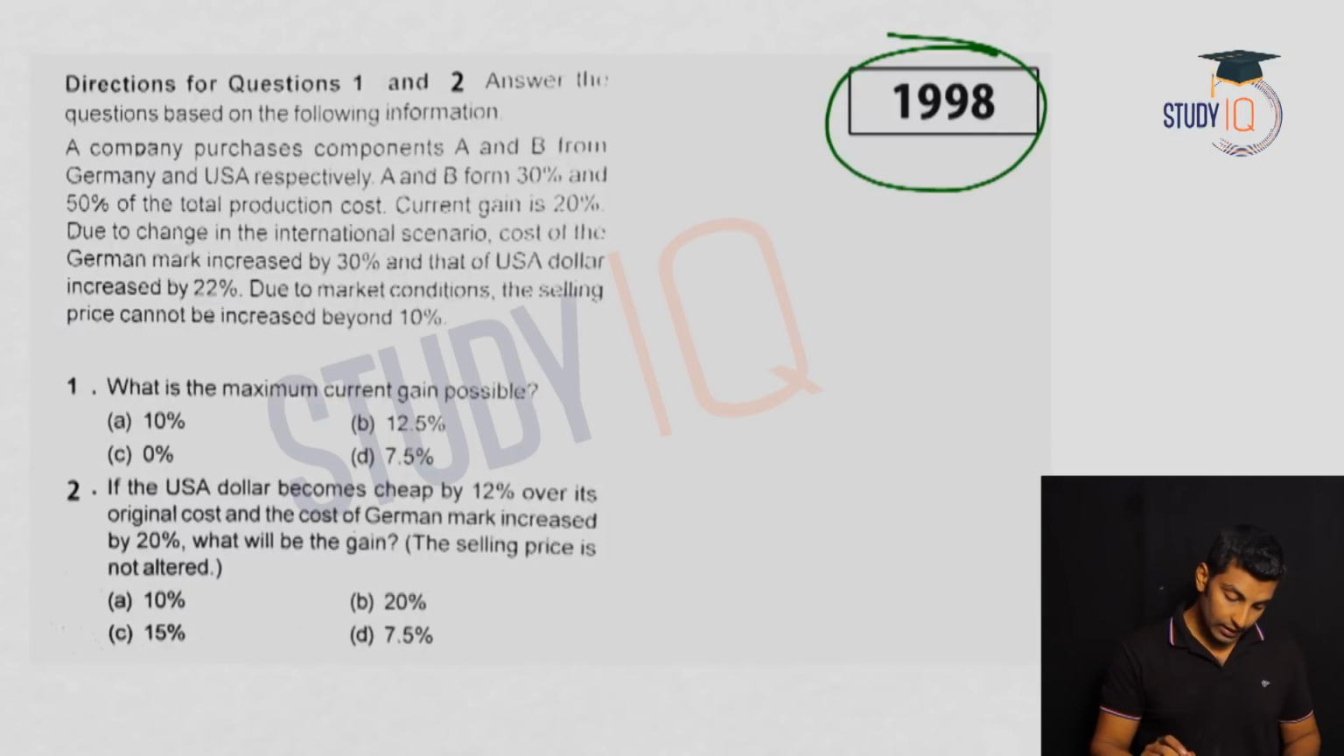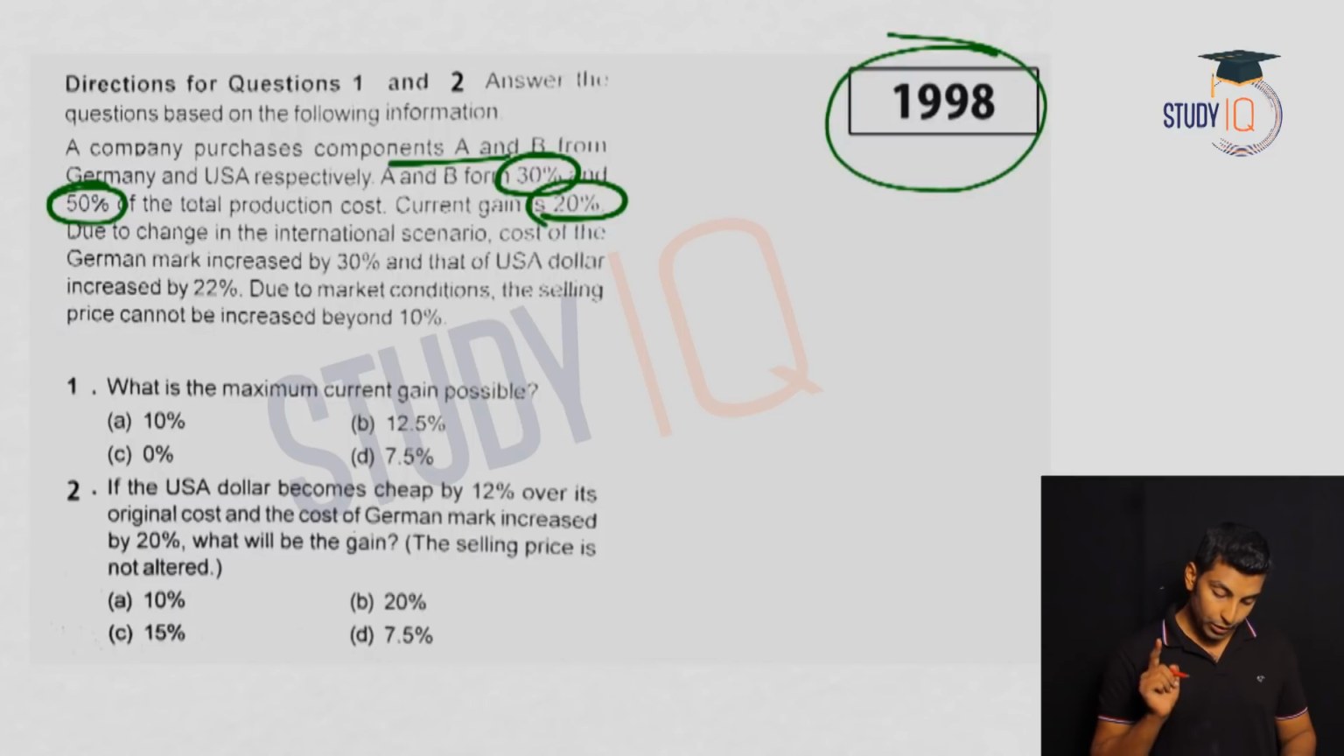Okay, how will you solve it? A company purchases components A and B from Germany and USA respectively. A and B form 30% and 50% of the total production. Okay, so A 30% and B 50% of the total production. Current gain is 20%. Okay, due to change in the international scenario, cost of the German mark increased by 30%. Okay, German mark increased by 30%.